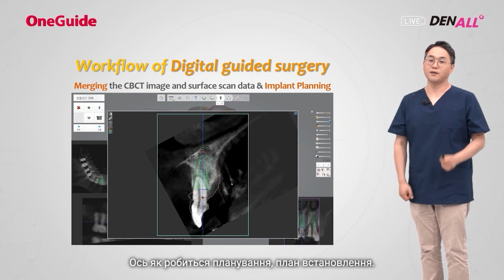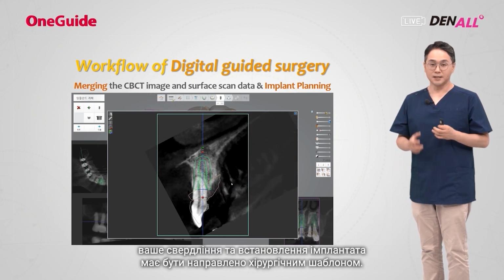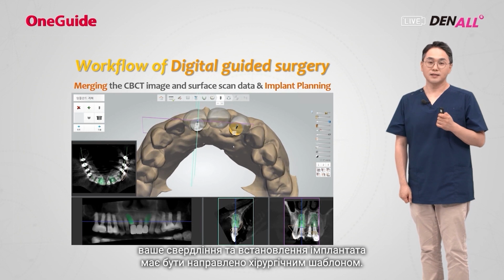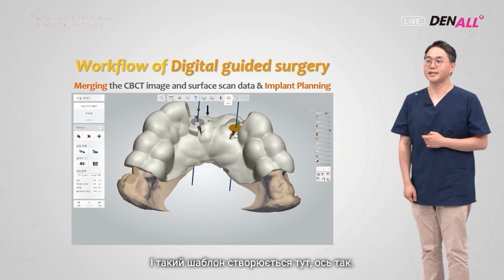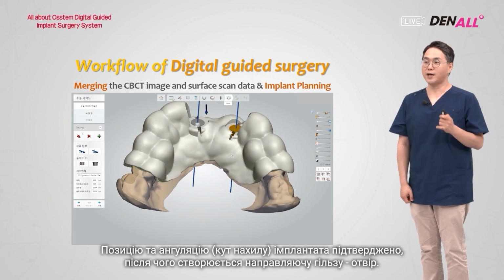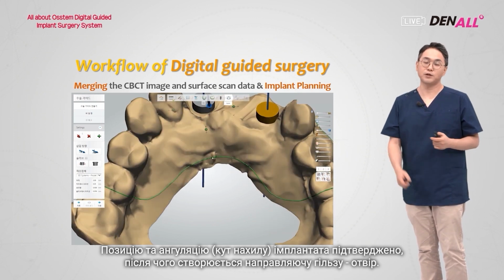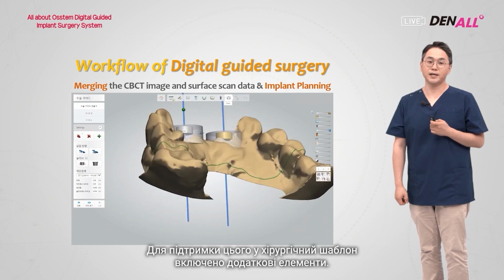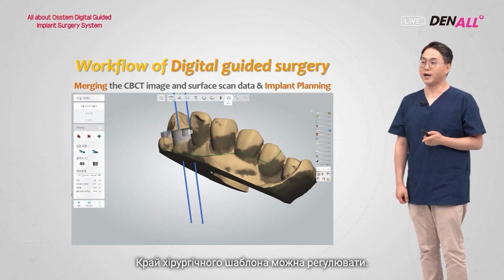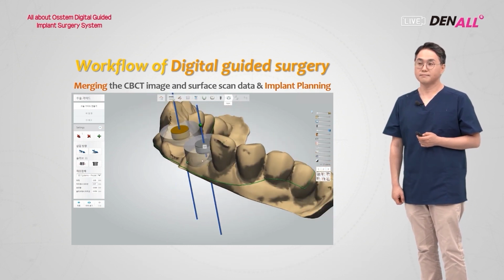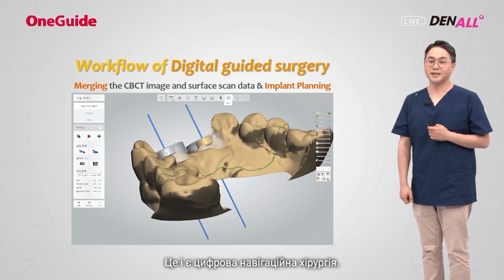The plan position. If you like everything, following this position, drilling and implant placement needs to be guided by a surgical stent, and this stent is created here, like this. Implant position and angulation is confirmed, and after that, the guide hole is created. To support this, additional elements are encompassed in the surgical stent. The margin of the surgical stent can be adjusted. This is how it's fabricated. This is digital guide surgery.